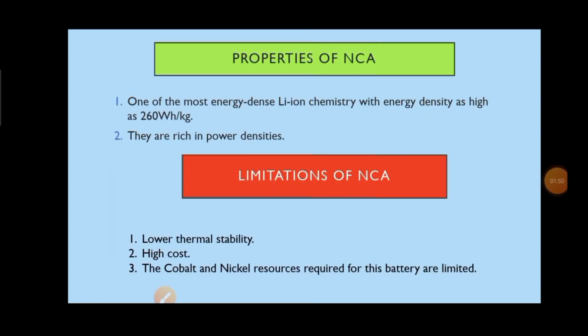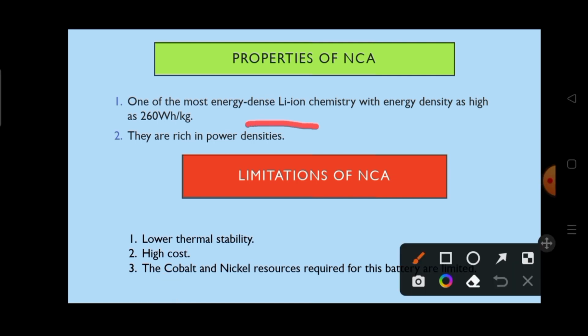Now let's see properties of NCA. It is one of the most energy dense lithium ion chemistries, with energy density as high as 260 watt hour per kilogram, and they are rich in power density, and also high in specific energy and long lifespan. It has excellent fast charging capability, and they have some limitations: lower thermal stability, high cost, and limited resources of cobalt and nickel.